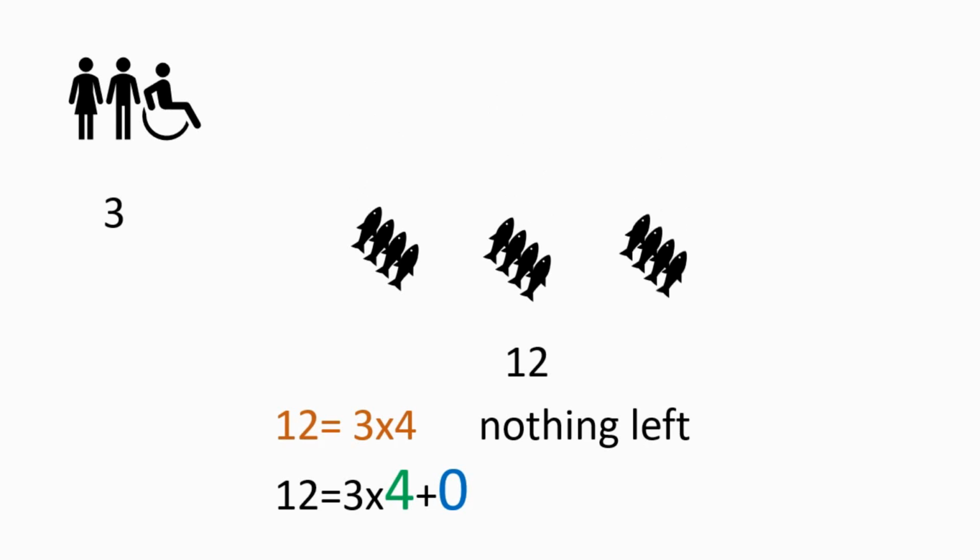So there are 12 fishes and 3 people went to buy. So 12 is equal to 3 into 4 and nothing left. That's what I want to write in this manner: 12 is equal to 3 into 4 and nothing left, 0. So here I have already 12 and 3, but I found new numbers 4 and 0.